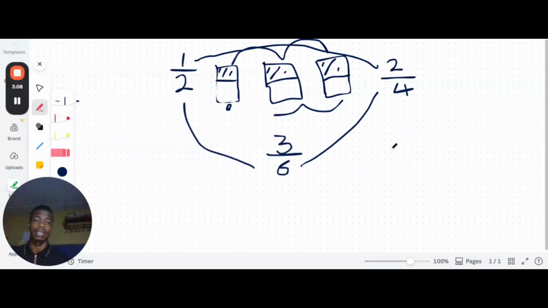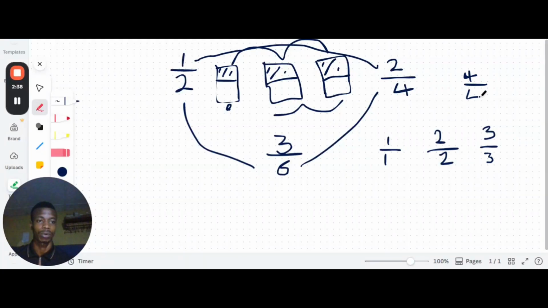Now, let me explain this in a different way. When you multiply anything by 1, you get the same thing. And how do you express 1 in a fraction form? You express 1 in a fraction form by having the same number both as denominator and as numerator. For example, 1 over 1, 2 over 2, 3 over 3, 4 over 4, right?